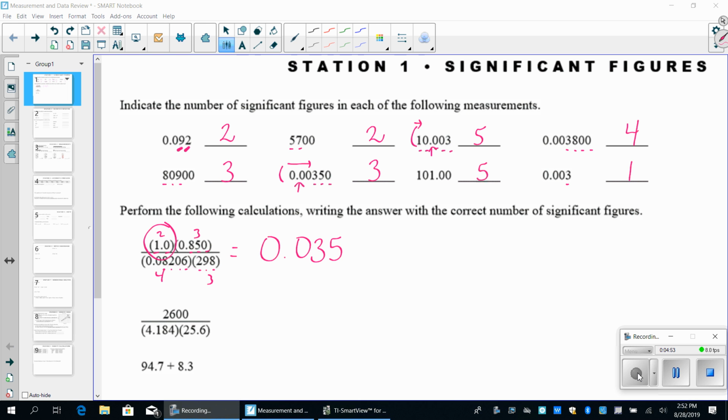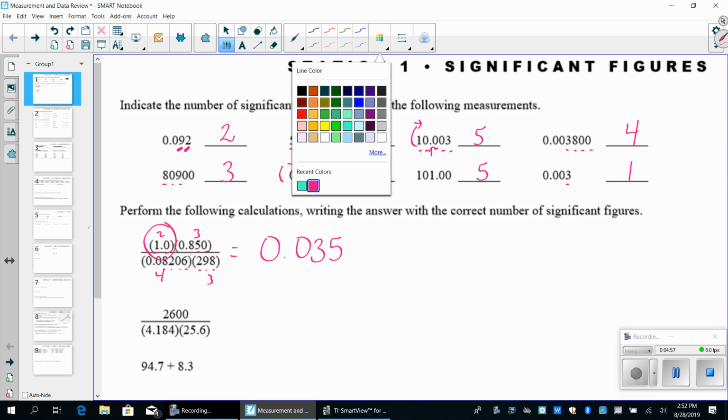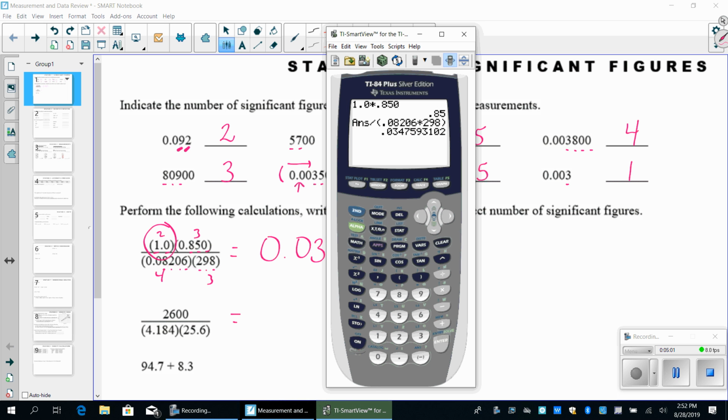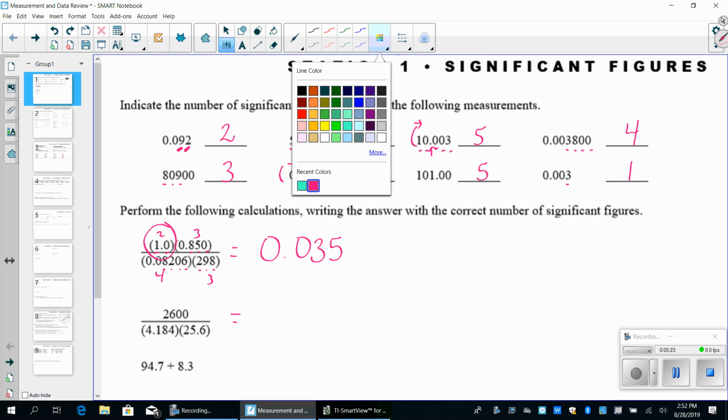Okay, for the next, when you put this into your calculator, you're going to get a number that looks like this. Let's go ahead and put it in. You've got 2,600 divided by, make sure that bottom portion goes in parentheses so the calculator treats it as it should. So 24.27402008.